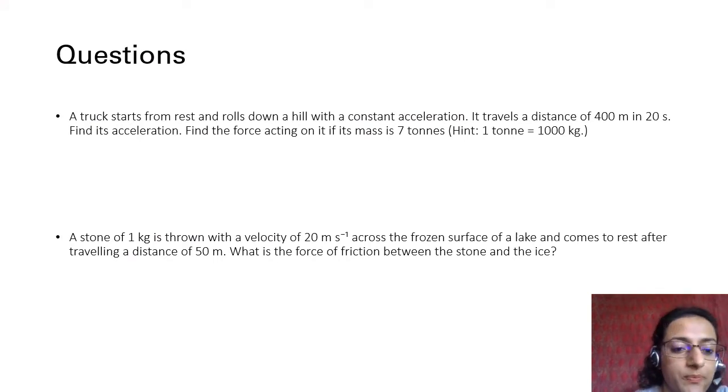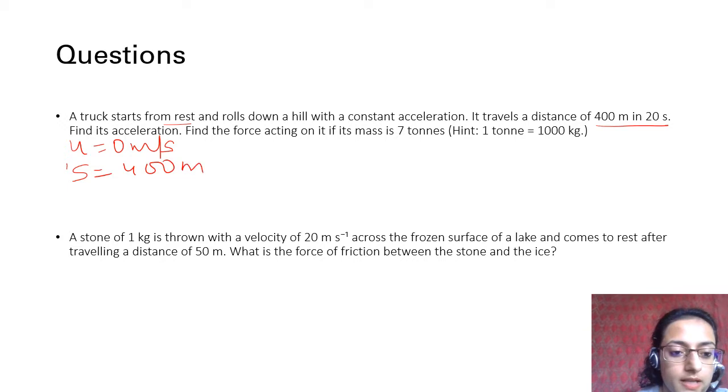Okay, so let's start. The first question is, a truck starts from rest and rolls down a hill with constant acceleration. It travels a distance of 400 meter in 20 seconds. So firstly, we'll write whatever is given here. At rest means initial velocity is 0 meter per second. Distance is 400 meter. Time is 20 seconds. Right, we have to find the acceleration.